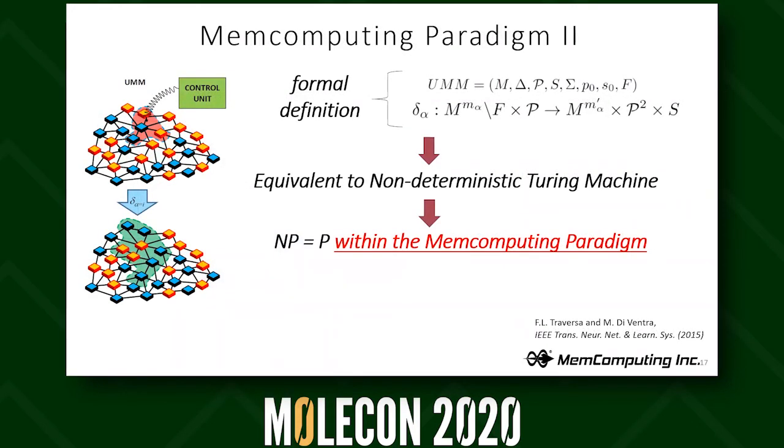We have formalized this concept. We have published a few peer-reviewed papers, and we have proved that if you formalize this as you formalize, for example, a Turing machine, you discover that basically the Memcomputing machine is equivalent to a non-deterministic Turing machine. This has a very immediate consequence: you can solve with the Memcomputing machine non-deterministic polynomial problems in polynomial time. Well, that is a big claim, because it means that you can solve efficiently all satisfiability problems, for example. And efficiently means in polynomial time.